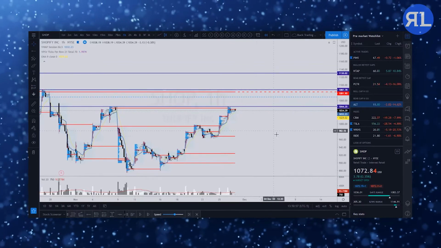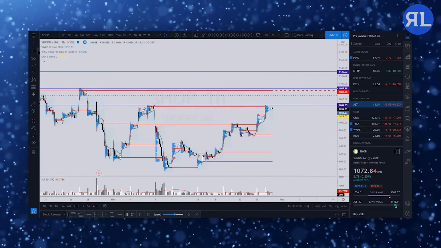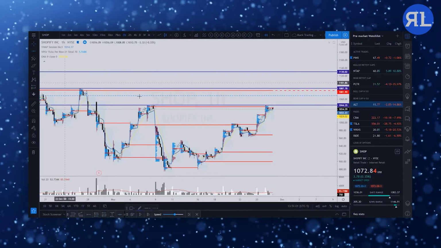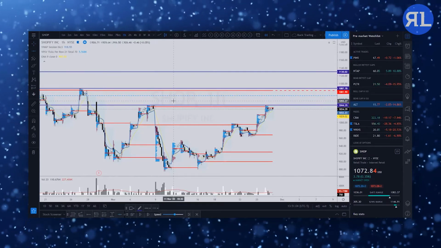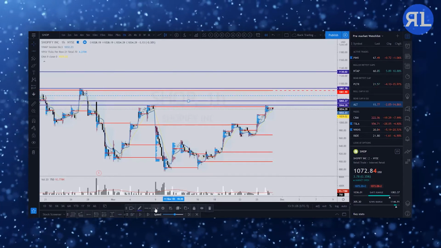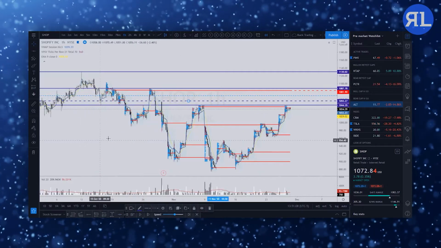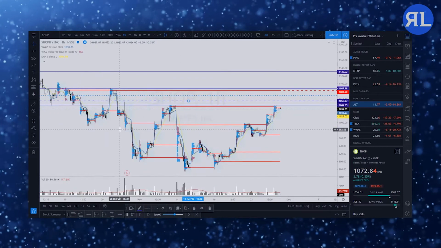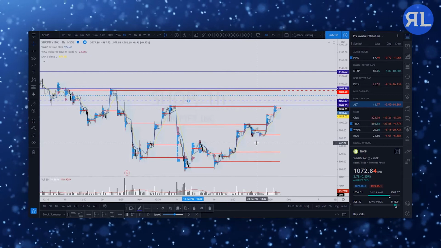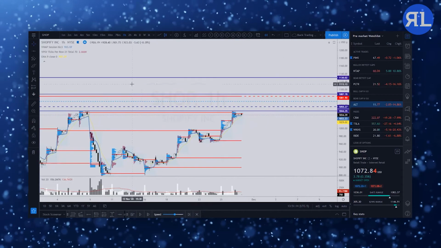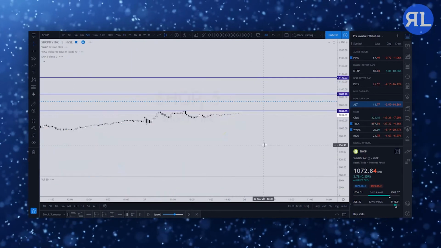All right, so now I've got my support resistance levels. I do want to throw in a pivot. There's a pivot point right there, and I'm going to just mark this like that so I know it's on the hourly chart. And I think that's about it. We're good. So now I want to go to the 5-minute chart.